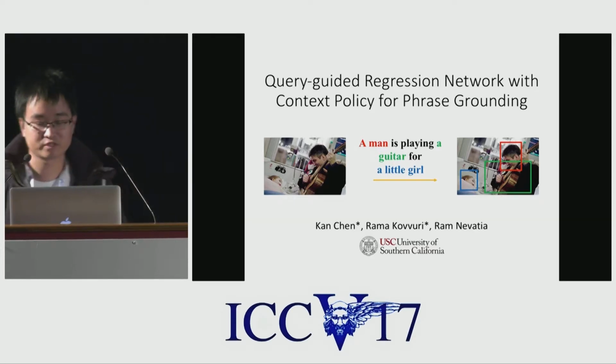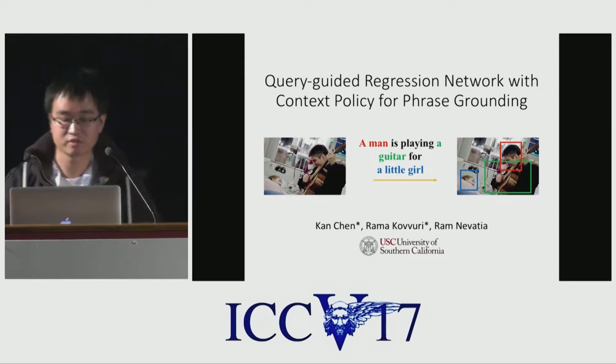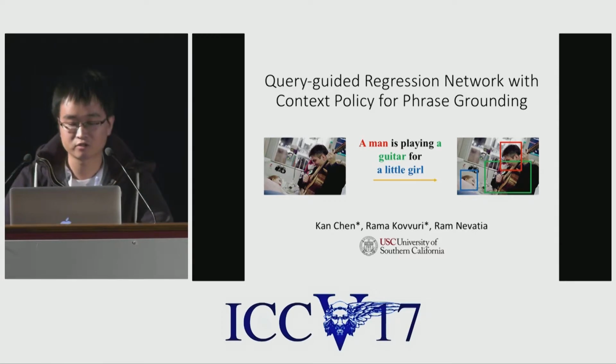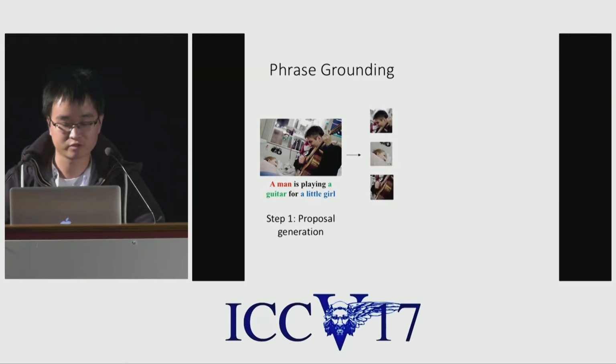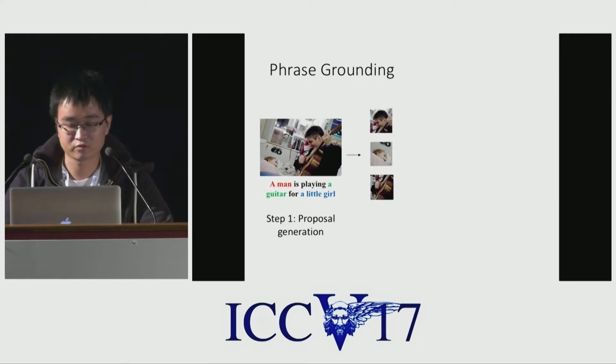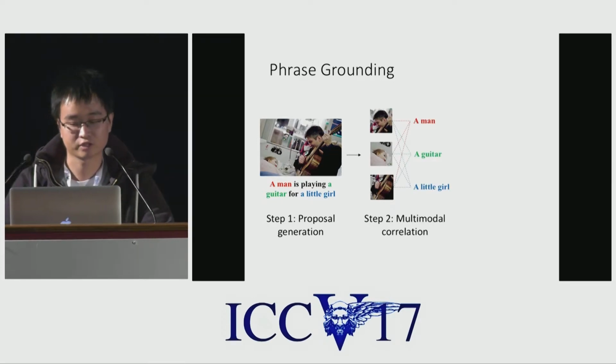Today I'm going to present my work about phrase grounding. Given a picture and a natural language query, phrase grounding requires localizing all the mentioned objects in the picture. Typically, a phrase grounding system involves 3 steps. First, we propose a set of proposals as candidates. The second step involves multimodal correlation to correlate the queries and proposals. And finally, we retrieve the most related proposal as the grounding result.